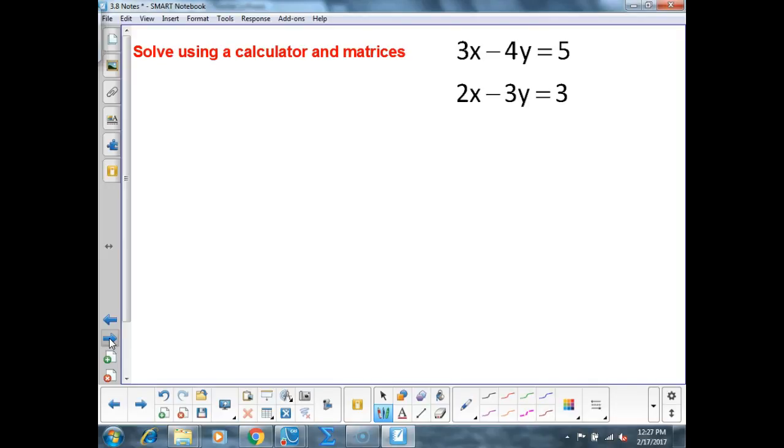All right, so 3, negative 4, 2, negative 3, x and y equals 5 and 3.